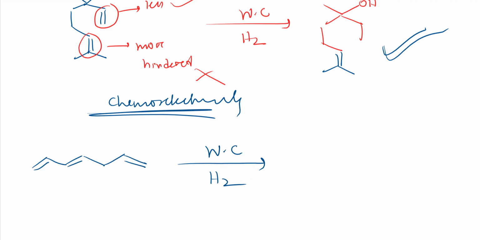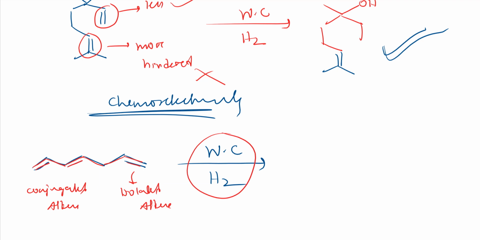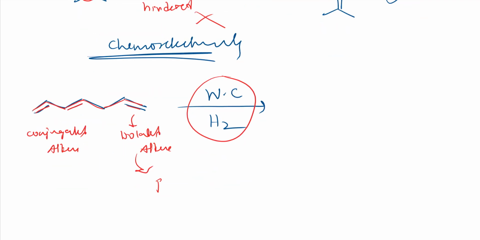What kind of alkene do I have? See here, this alkene is called a conjugated alkene. Double bond, single bond, double bond, right? These are called conjugated alkene. And here, single bond, now a double bond comes, so this is an isolated alkene. If you do this Wilkinson catalyst hydrogenation, this isolated alkene will react very fast compared to this conjugated alkene. It is very slow or it may not happen, right? So the product will be this.